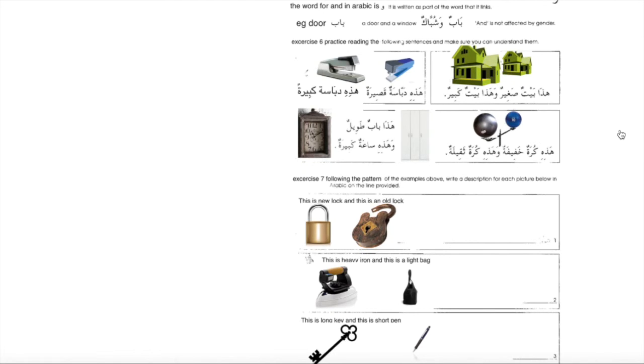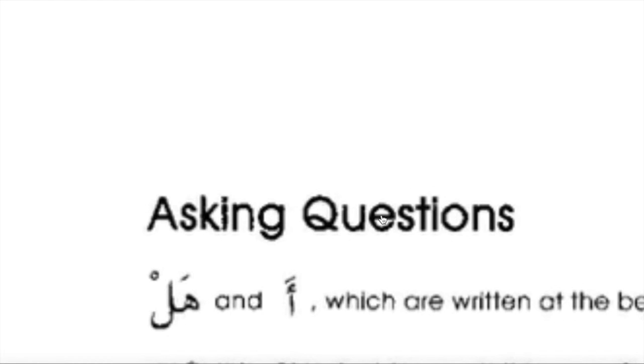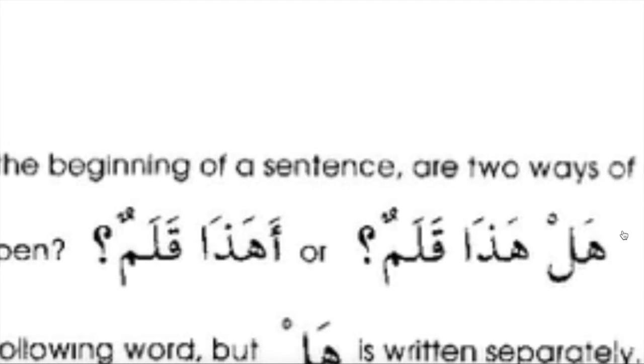So now we go to the next part of this lesson, which is to learn about asking questions. Today, inshallah, we're going to learn there are two letters which you use to ask a question: hal and a. Both mean "is this", and they are written in front of the word being asked. Hal is written separately and a is joined with the word. Got to remember that. Both mean the same.